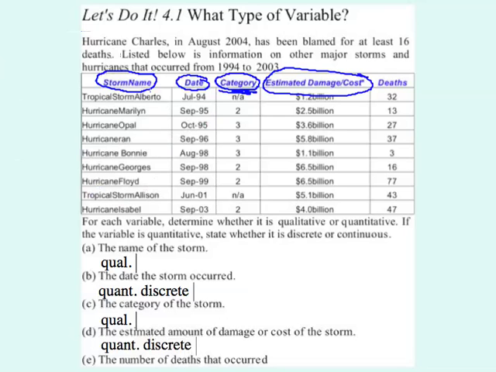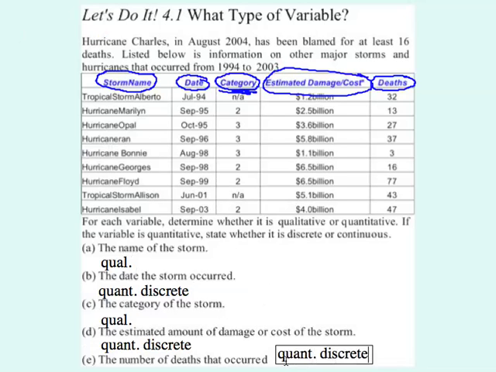Okay. And last but not least, we want to look at the number of deaths caused by any particular hurricane. Hopefully, you see that that again is a quantity. So that's a quantitative variable, and that again is discrete. And hopefully that one makes perfect sense. You can't be just a little dead. Either you are or you aren't, right?